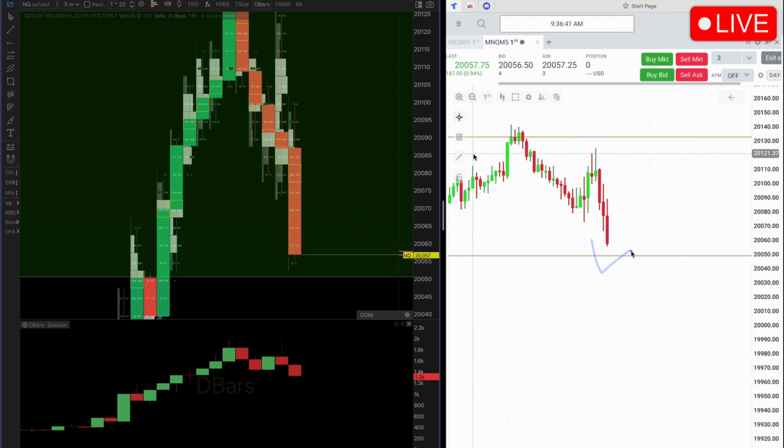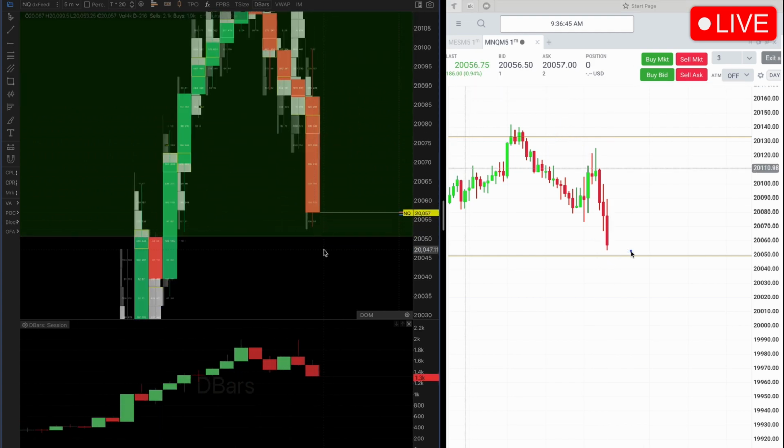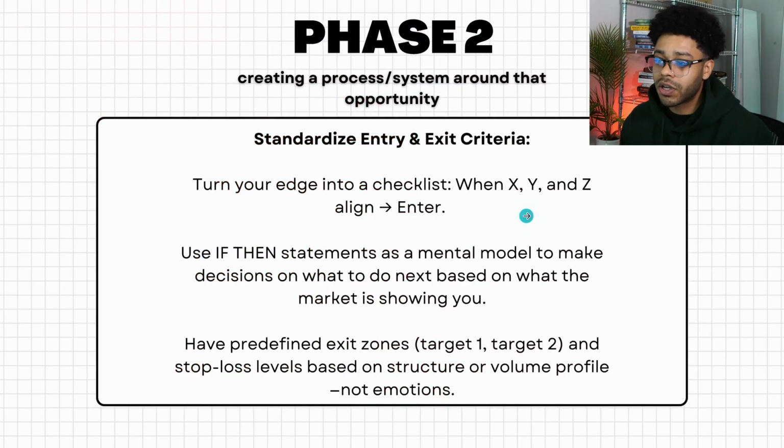So right now, I have been able to identify opportunity. So I'm going to get ready to start executing a position now. Let's go over to phase 2.